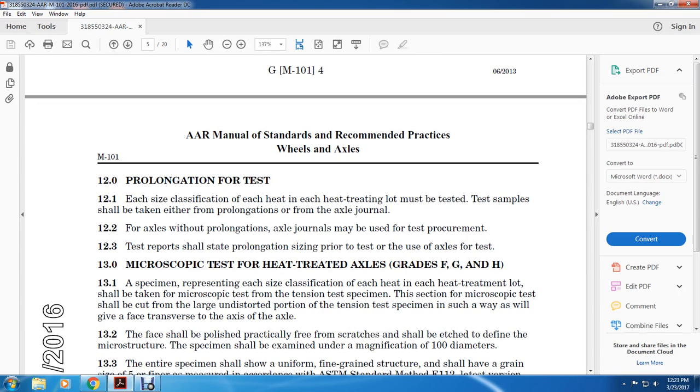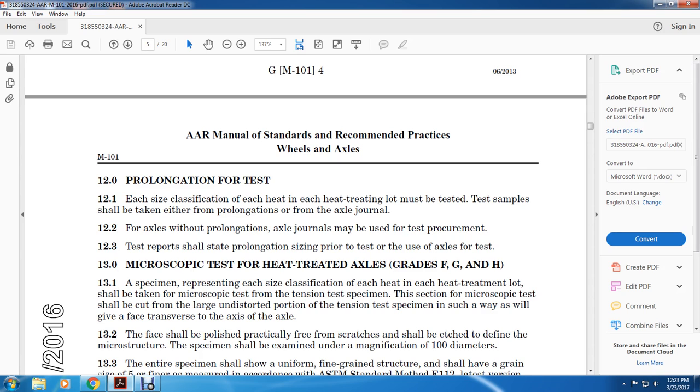12.0 Propagation of tests. Each classification of each heat of each heat treating must be tested. Test samples shall be taken either by the propagation of the axle journal, or for axles without propagation, the axle journal may be the test procurement. Test report shall include propagation sizing prior to use of the axle and a microscopic test for heat treated axles grade F, G, and H.